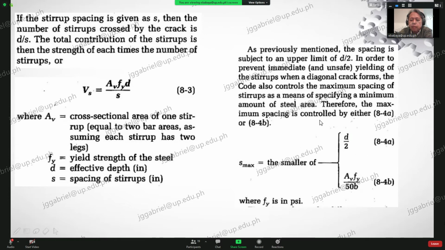Smaller of the two means D over 2, and this one, Av Fy over 50 times b. Okay? Now, in here, your Fy should be in psi. Note that psi. Your b is in inches. Then your Av is in square inches. So the value here would be in inches.